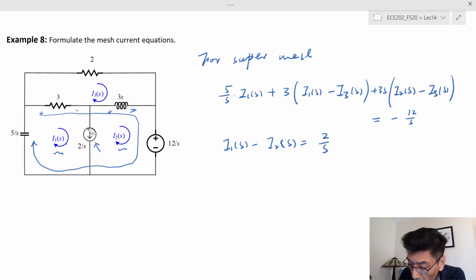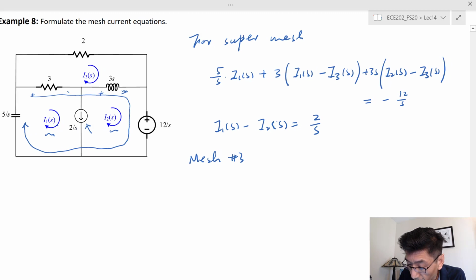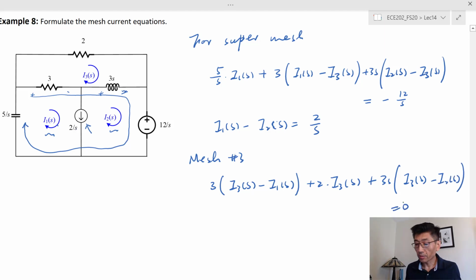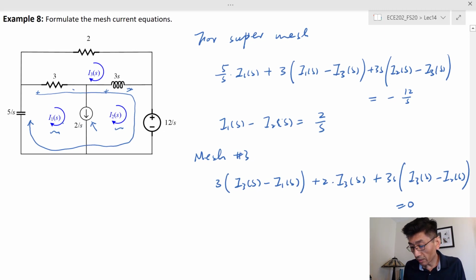Okay. And for mesh number 3, this is still the equation we had before, right? Nothing changed in this case. Let's start with the 3 ohm: 3 times I3 minus I1, plus 2 times I3, plus 3s times I3 minus I2. That's equal to 0. So these are the 3 mesh current equations we can write for the mesh current analysis.